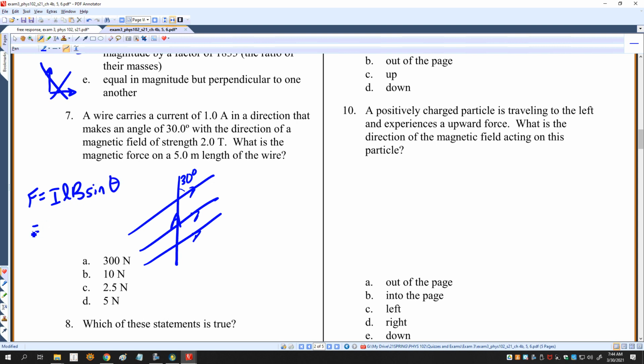You do need to use the theta here, so I have 1 amp. The length of the wire is 5 meters. B is 2 Tesla, and sine of 30. So this is 10 times a half, 5 newtons.